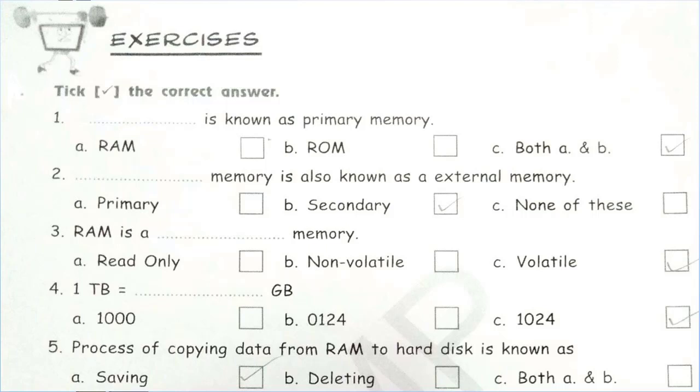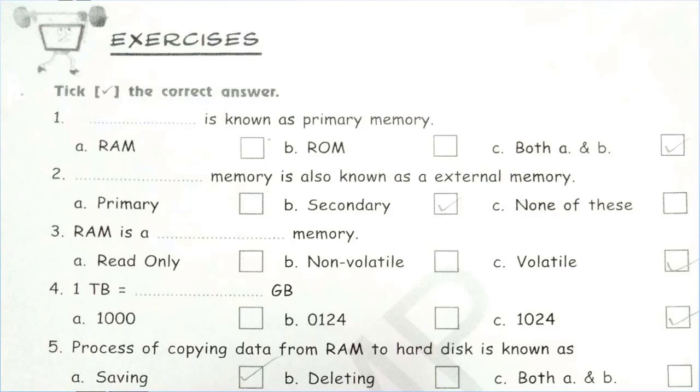Third is, RAM is a dash memory. As we all know, RAM is volatile memory. So, we will go for the third option, that is volatile. Number 4 is, 1 terabyte is equal to dash gigabyte. Here the options are 1000, 1024 and the third is 1024. So, as we have studied in this chapter, 1 terabyte is equal to 1024 gigabyte. So, we will go for the third option.